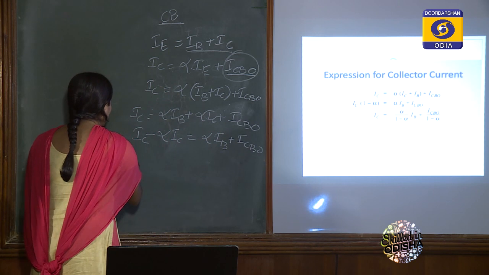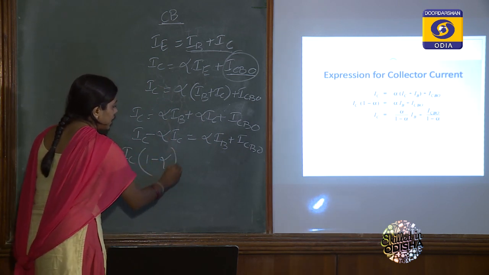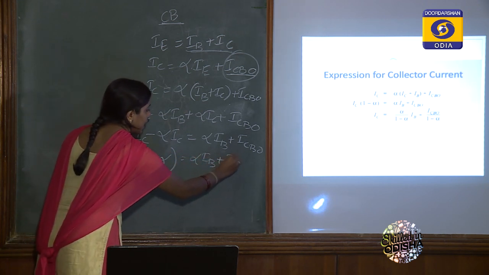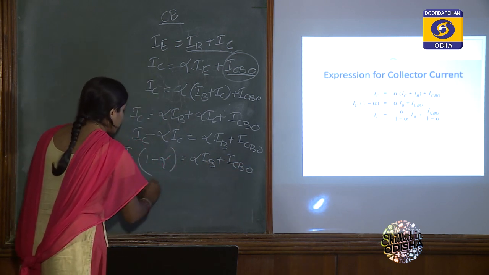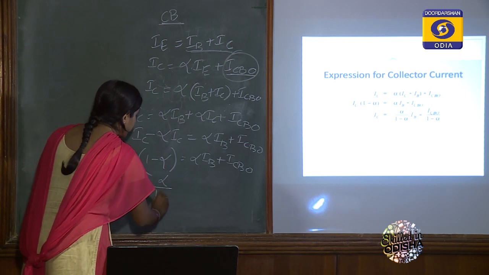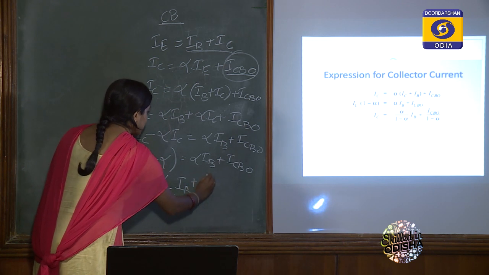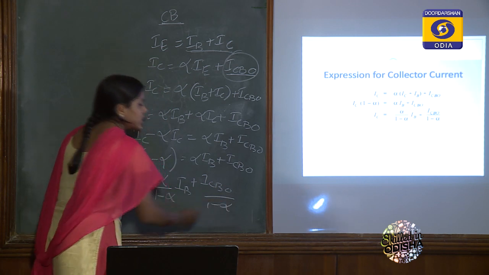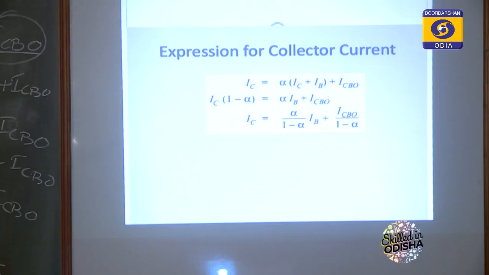So IC times (1 minus alpha) is equal to alpha IB plus ICBO. Then IC is equal to alpha divided by 1 minus alpha times IB, plus ICBO divided by 1 minus alpha. This is the expression for collector current for common base configuration.